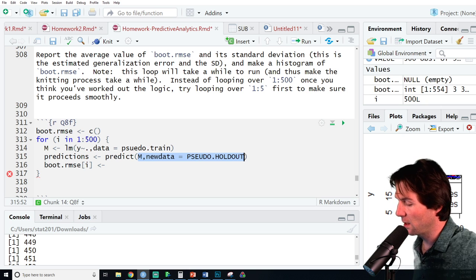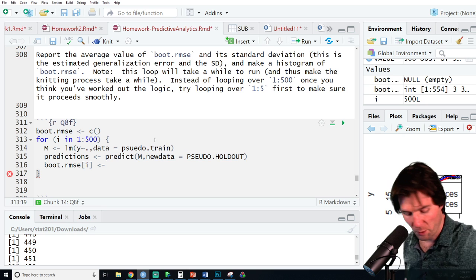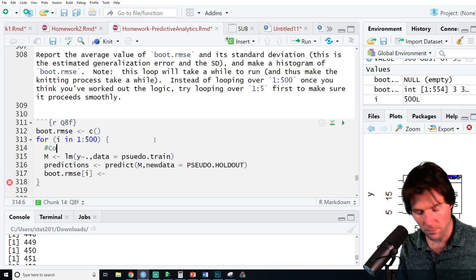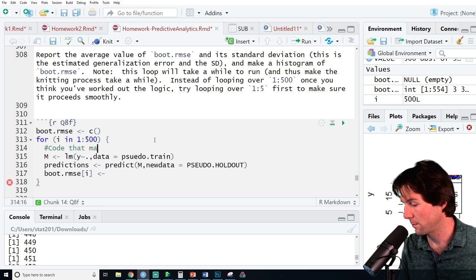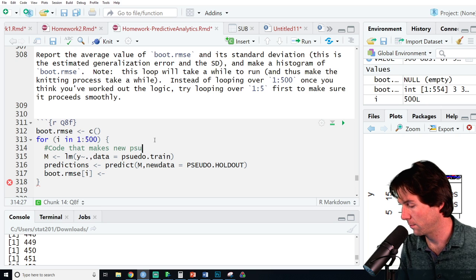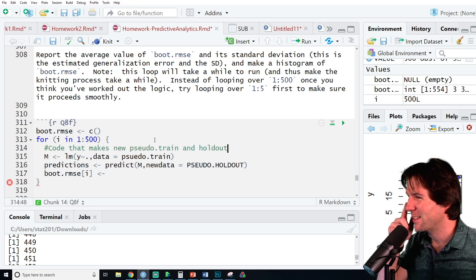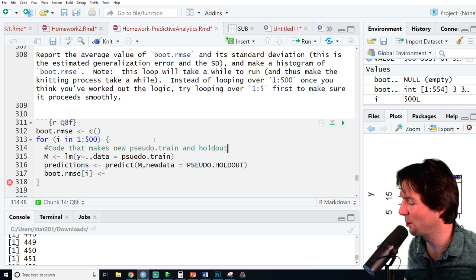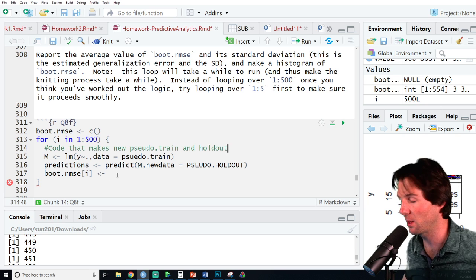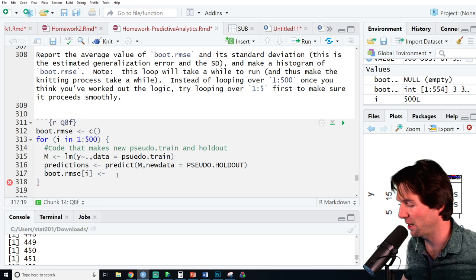Now here's the biggest thing: we also have to make, let me put a hashtag right here, new pseudo trains and holdouts each time. So we need code that makes a new pseudo train and a new holdout each time this runs. We're going to need that before it because we don't want to predict on the same thing. We're going to run this 500 times and see what happens.